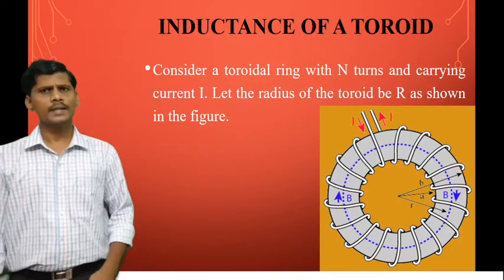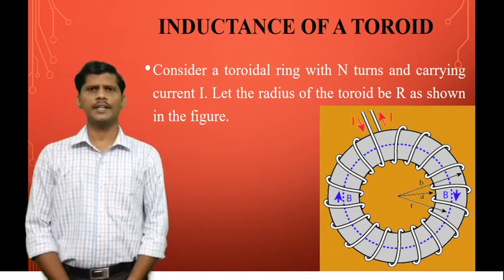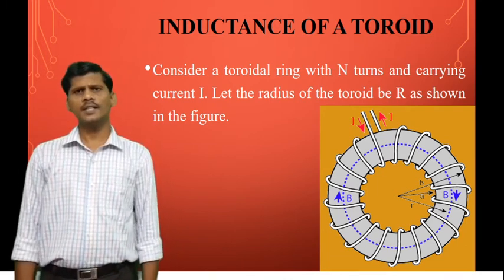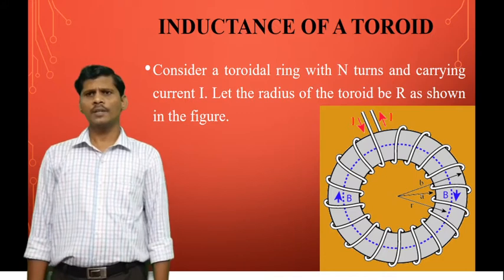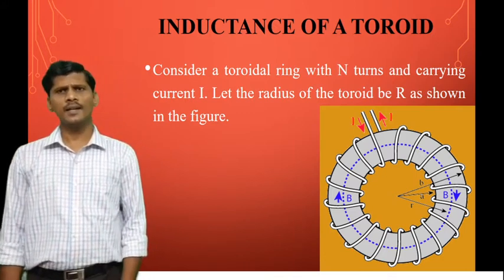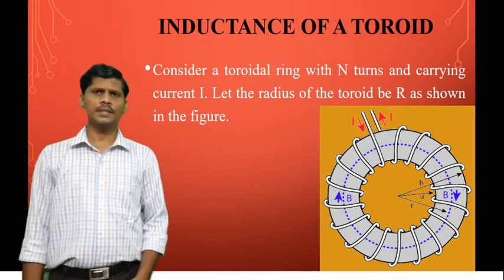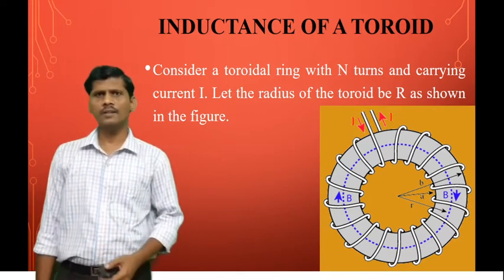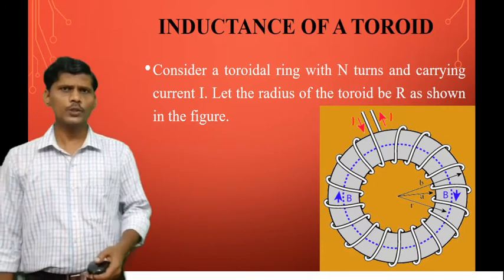Next, coming to inductance of a toroid. Consider a toroidal ring having N number of turns and carrying the current I amperes. Let the radius of the toroid be capital R, which is shown in the figure.